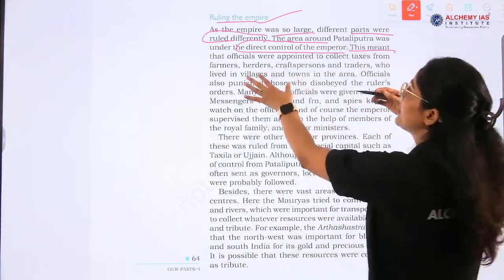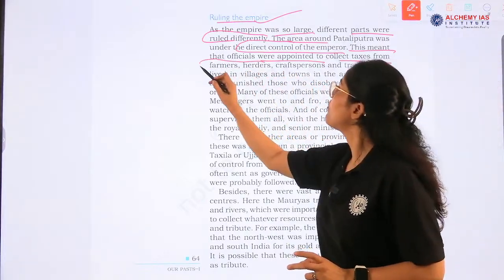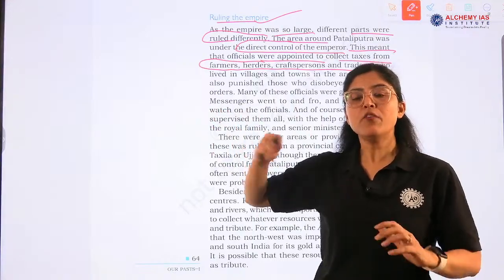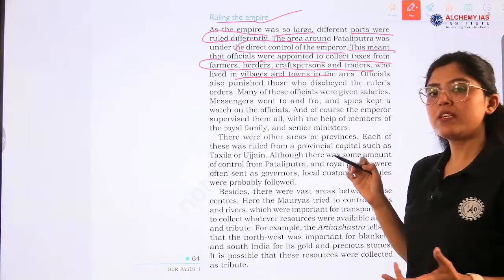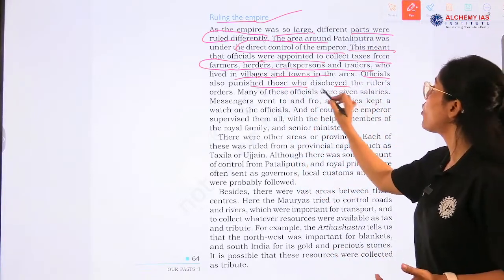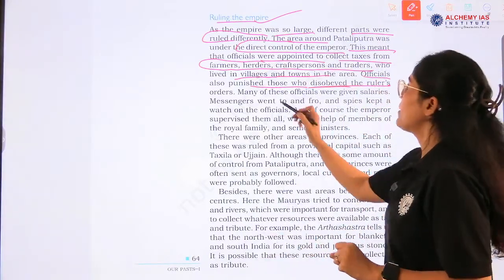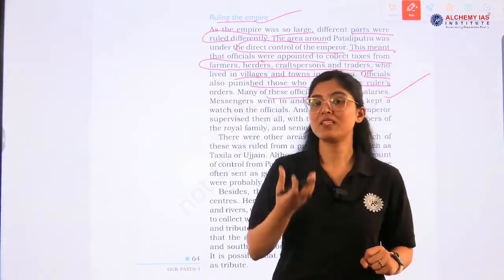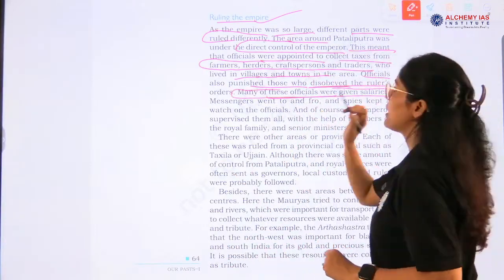Next, officials were appointed to collect taxes from farmers, herders, craftsmen and traders. So these were the people comprising the society, who lived in villages and towns. Officials also punished those who disobeyed the ruler's orders. Punishment was also given. Next, many of these officials were given salaries. Very important, they were paid salaries. This statement can come in UPSC.